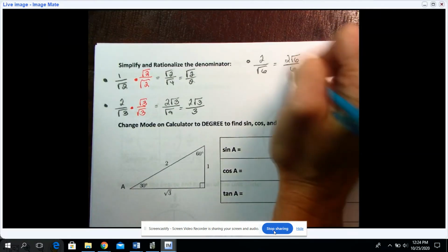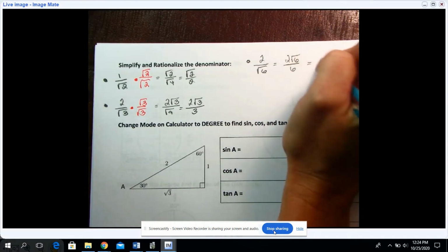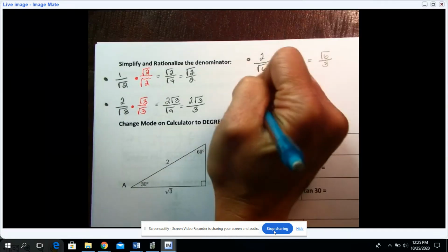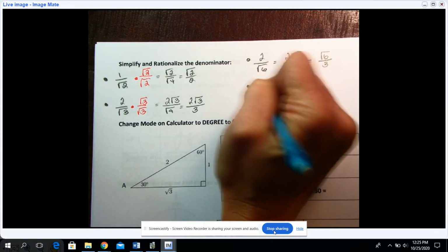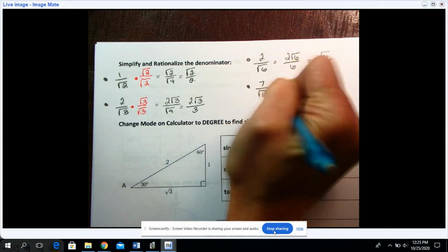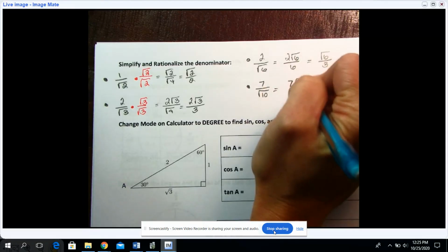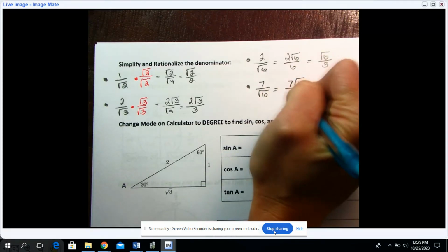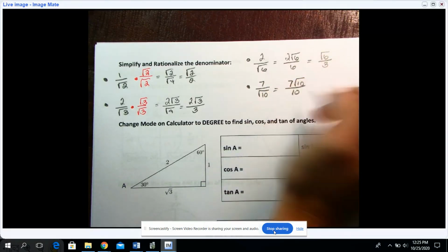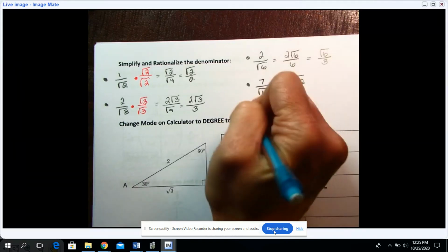But this will reduce. 2 goes into 6 3 times. So you get square root of 6 over 3. So let's look at another one. 7 over the square root of 10. So again, you take the square root of 10, put it in the numerator, and then rewrite it without the radical. And 7 and 10 do not reduce, so that's your answer.